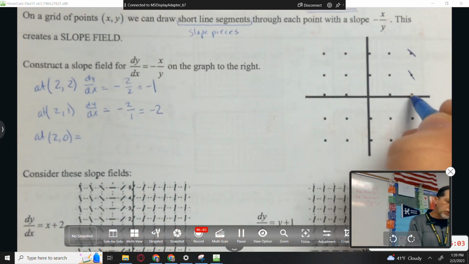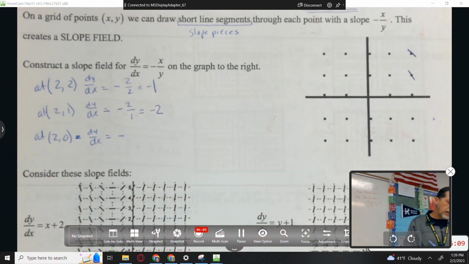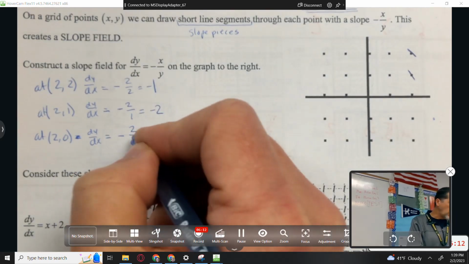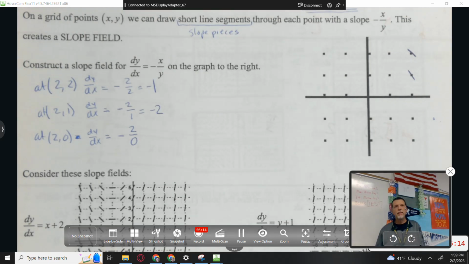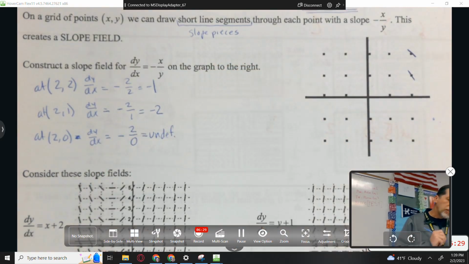All right, 2, 0, dy dx is negative x, x is 2, y is 0. What's 2 divided by 0? Undefined. You can't do 2 divided by 0. So it's undefined. I can't put a slope there that's undefined. So that one's going to have to just stay blank. There's not a slope there. That's the official answer.